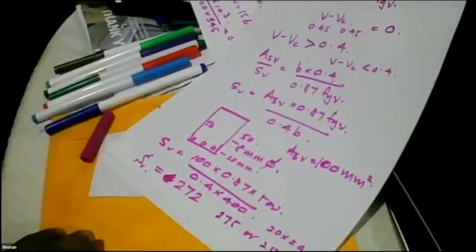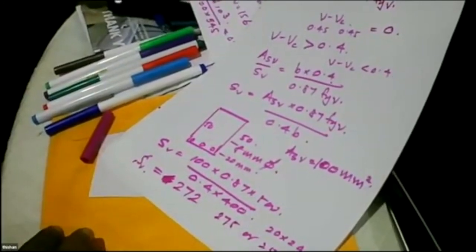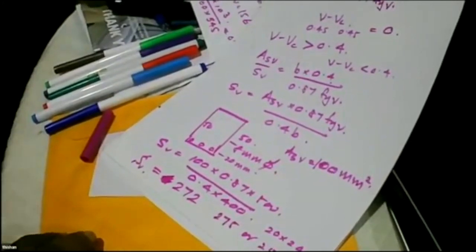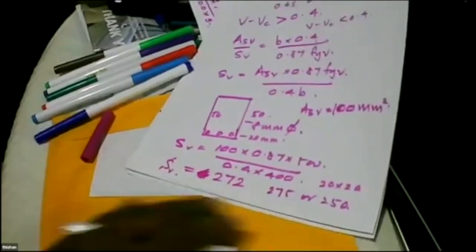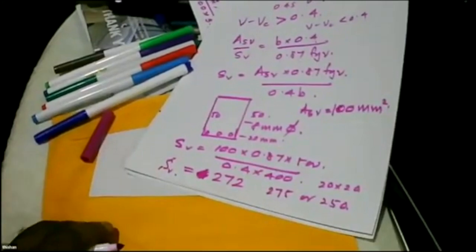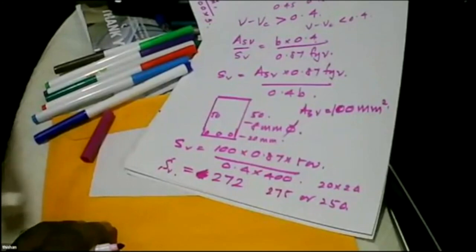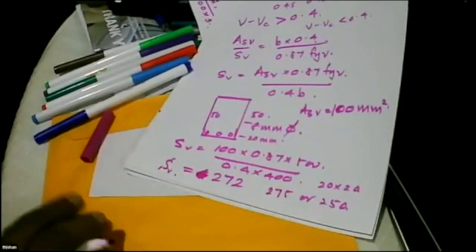I would select 250. Why? Because I would like to have a little extra reinforcement to assure that overloading can be tolerated easily. I like a failure in flexure; I don't like a failure in shear. What is the reason? If a beam fails in flexure, what can you do? You can bring a steel plate and fix it at the bottom of the beam.